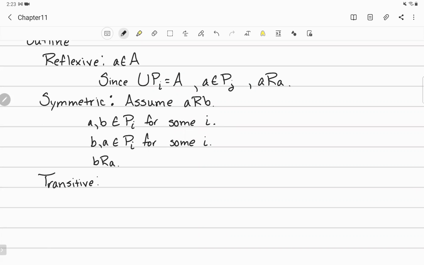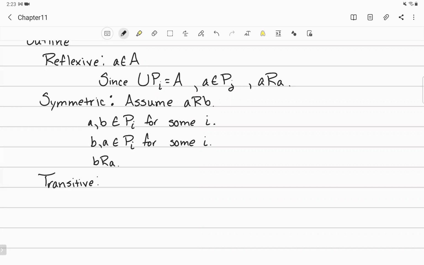Correct. Big A is the universe. Yep. And because A is related to B, you know that both A and B are in P_i. And if A and B are in P_i, so is B and A. Right, because sets don't care about the order of elements. If A and B are in there, then B and A are in there. If it was an ordered pair, I would be in trouble, right?